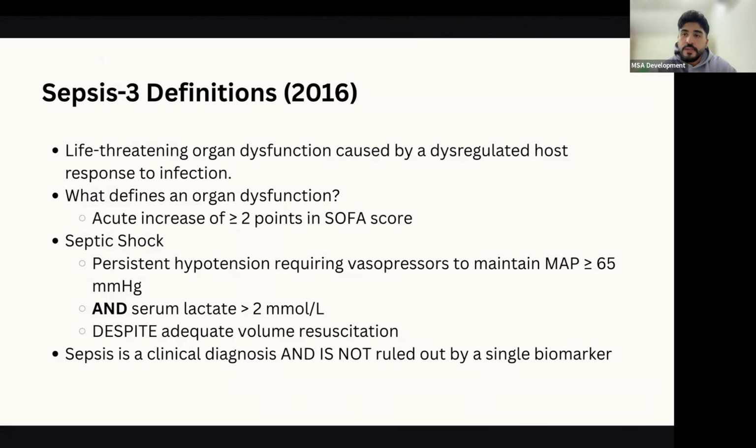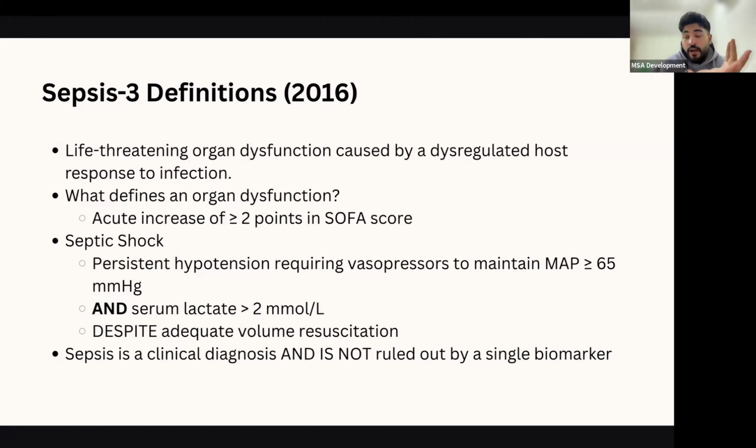How do I know the patient has sepsis? Because, let me tell you something. Sepsis is not something that you run a lab test for and then you'll know the patient is septic. Sepsis is a clinical diagnosis. It's something where your judgment in the clinic is going to say that this patient actually has sepsis.